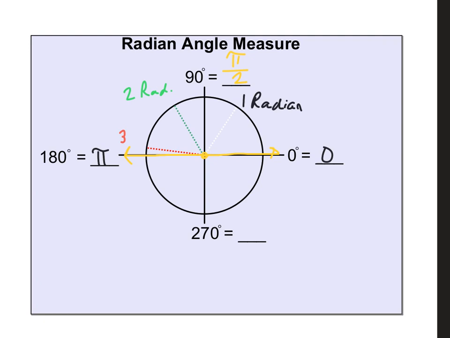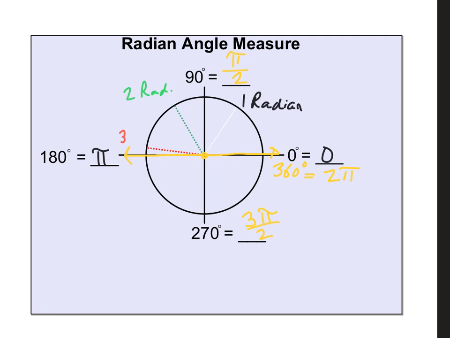270 is another half, so it's the full pi plus another half. So it's 1.5 pi, and we generally write that, instead of 1.5, as 3 pi over 2, because 3 over 2 is 1.5. And then by the time you get to the full circle, the full 360, you're back at 0. But that is equivalent to, if 180 is 1 pi, 360 is going to be 2 pi. So 2 pi is 360.